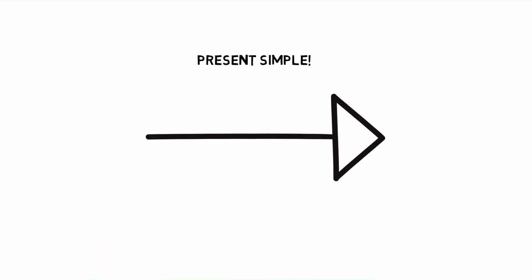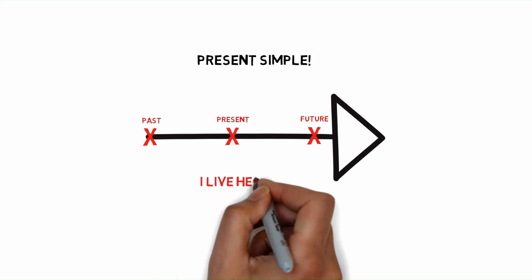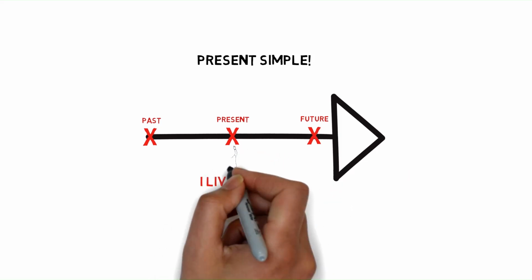Today we will learn about present simple. Present simple is a tense that refers to an event or an action that happens in the present. For example, I live here. The action of living is still happening until the present.